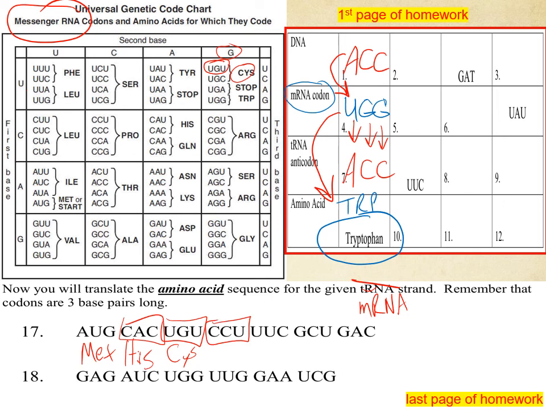CCU, I see a C right here, C right there, and CCU goes for proline, PRO. UUC, that's my top box, U, and UUC right there, that's PHE, phenylalanine. GCU, G right down there, C right there, and where they intersect, GCU, that's going to be alanine. I think we saw that before.